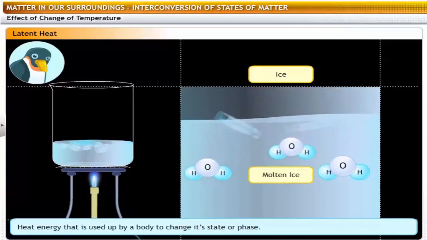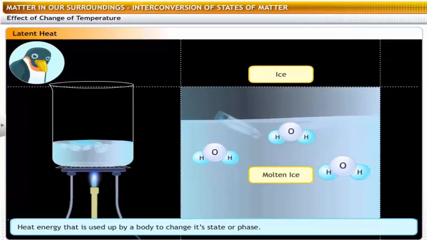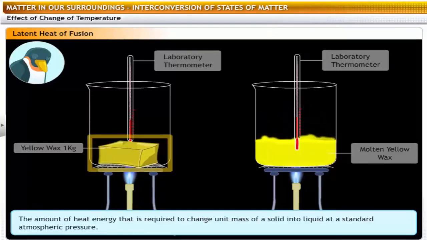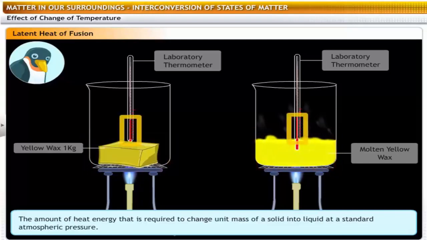This heat, which does not raise the temperature of the body, is called latent heat. The latent heat of fusion for any substance is the amount of heat energy required to change 1 kilogram of the substance from its solid state to its liquid state at the same temperature.